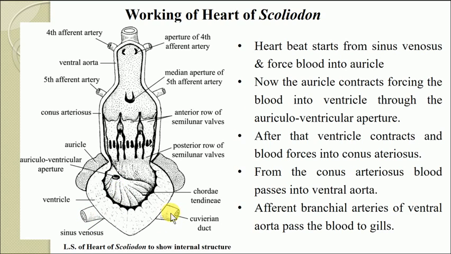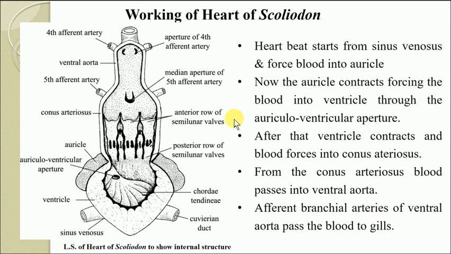So this is the sinus venosus. In this diagram you cannot actually see the sinus venosus. It receives the blood from the Cuvierian duct and the hepatic sinuses, and through it the blood enters directly into the auricle. Now once the auricle receives the blood from the sinus venosus, it contracts, forcing its blood into the ventricle through the aperture known as the auriculoventricular aperture. Again, this aperture is also guarded by a bilabiate valve known as the auriculoventricular valve.